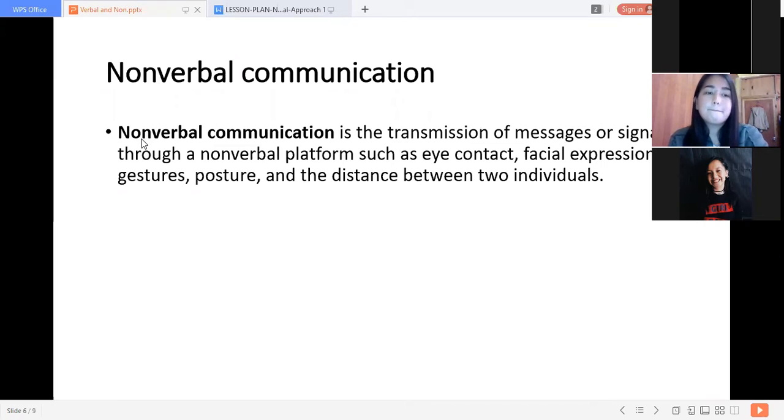Nonverbal communication is the transmission of messages or signals through a nonverbal platform such as eye contact, facial expressions, gesture, posture, and the distance between two individuals. Okay. Next, let me just introduce what nonverbal cues are. So you guys already know what nonverbal communication is.